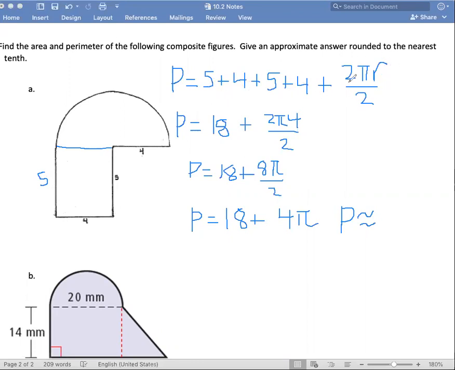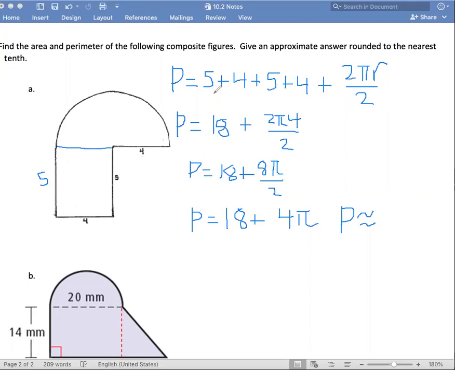And then if you're staring at this next part and you're like, well, where in the world did he get that from? That comes from the fact that the formula for the circumference of a circle is 2 pi r. But in this case, again, it's a semicircle. It's not a whole circle. So I'm going to divide this value by 2.